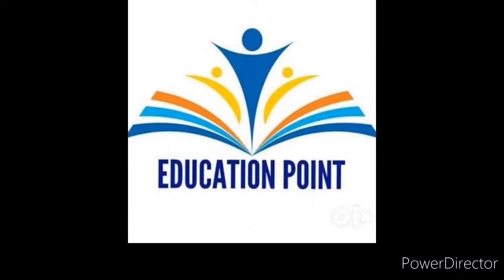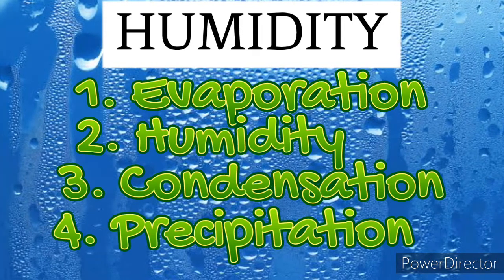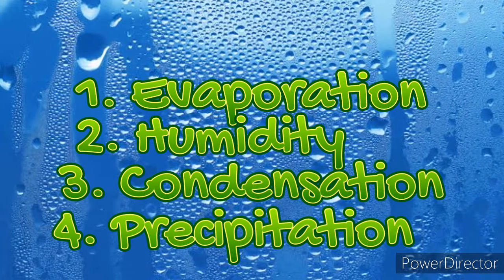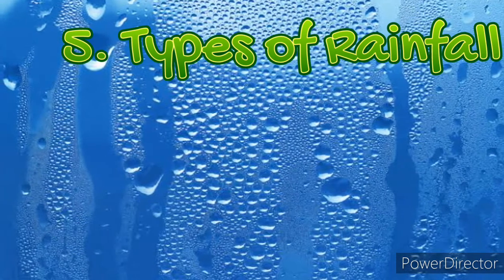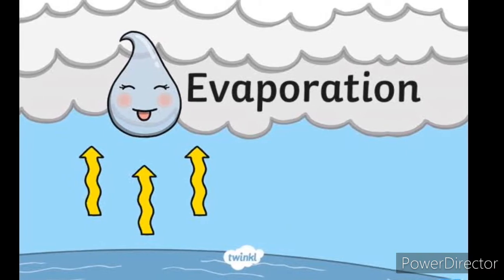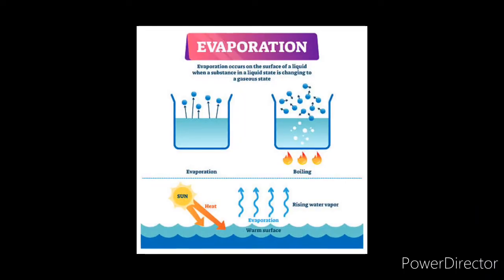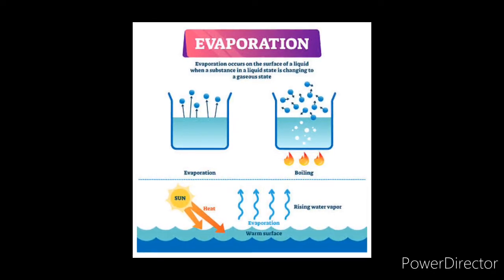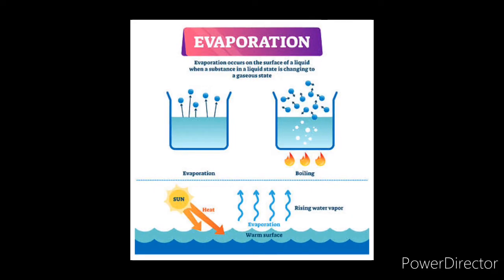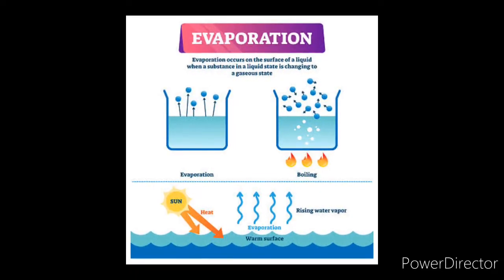So today we are going to learn about humidity. First we will see evaporation, humidity, condensation, precipitation, and finally we will learn about types of rainfall. First we will learn evaporation. We are familiar with this word. Evaporation is the process through which water is converted into vapor, water vapor. The process through which water converts into water vapor by boiling is known as evaporation.